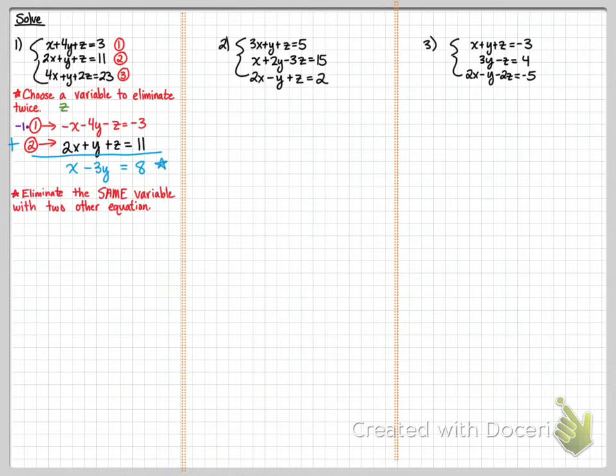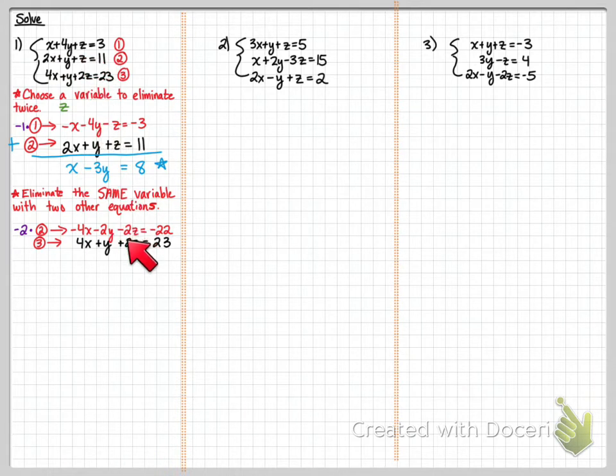Now we're going to eliminate the same variable, which is z, because we chose z at the beginning, with 2 other equations. Okay, so we chose 1 and 2 before, and now we're going to choose 2 and 3. So 2, I multiplied by -2, so then that way we can get these to cancel.